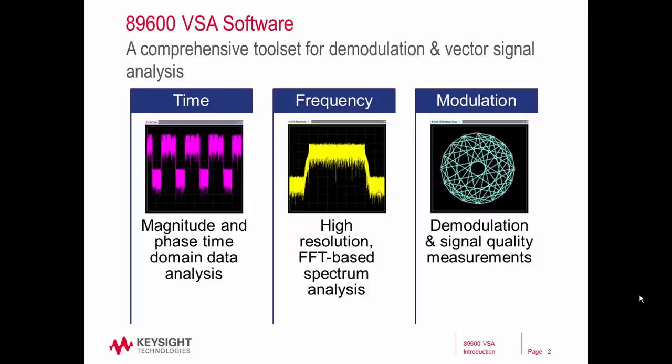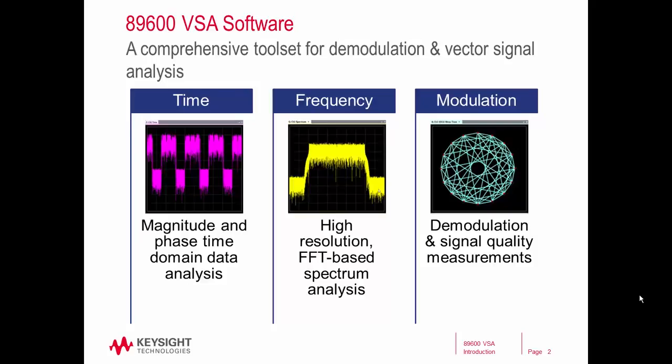First, let's start out with a brief overview of what the 89600 VSA software is. At a basic level, the VSA software is a comprehensive toolset to allow you to demodulate and analyze your signal. It performs vector signal analysis, which means you're able to analyze and view the signal in the time, frequency, and modulation domains. The VSA software starts out by acquiring a signal's magnitude and phase information in the time domain, which enables you to analyze or view the signal versus time.